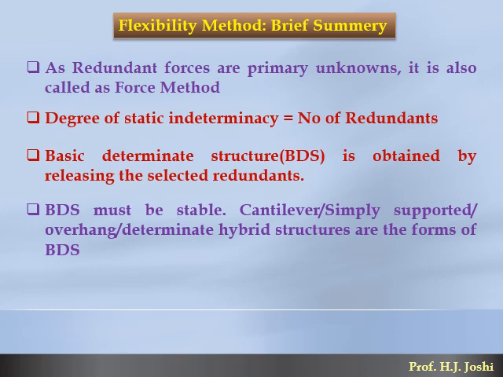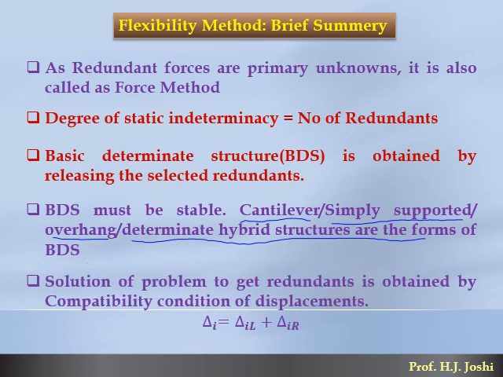So how many forms of BDS can we obtain? One is a cantilever, second is simply supported, third is simply supported with some overhang portion, and fourth is a determinate hybrid form. We are going to discuss all these things in further slides, so understanding the BDS and obtaining the BDS is one of the important jobs that we will discuss how to do. And the last one is, the solution to the problem will be obtained by the compatibility condition of displacements.